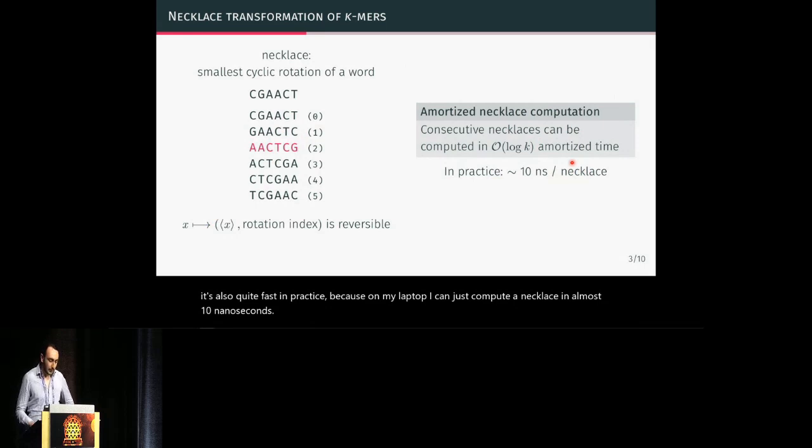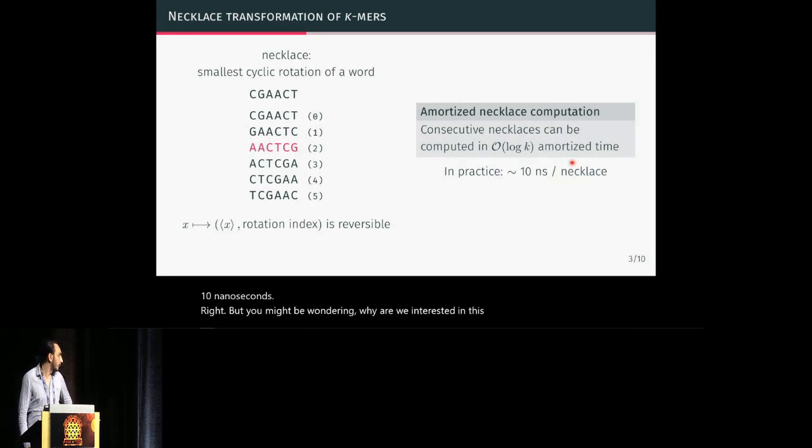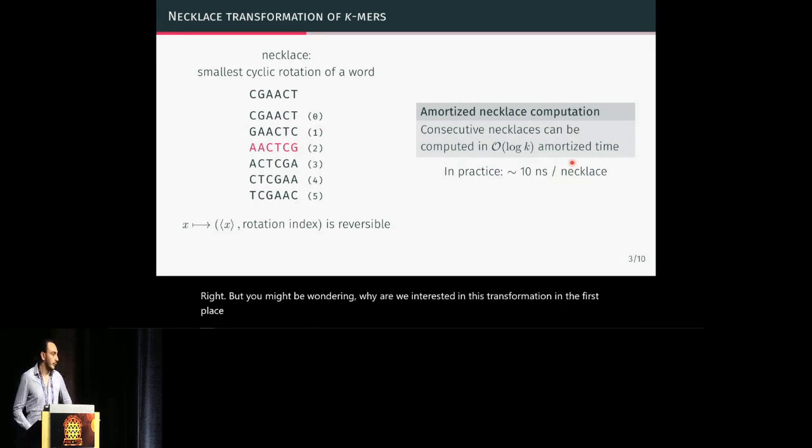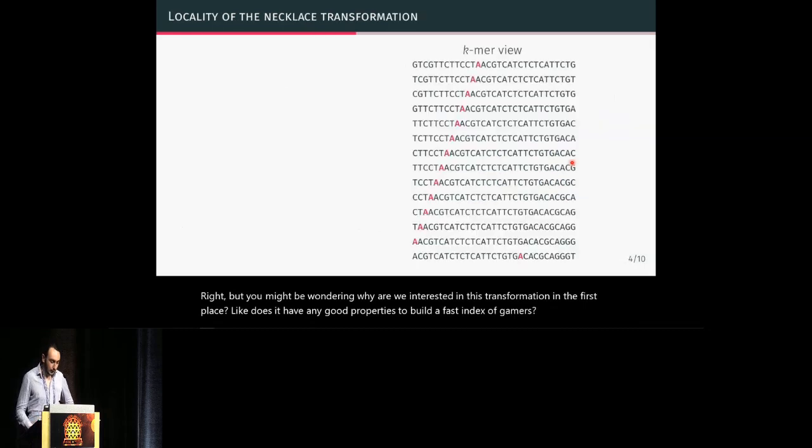Right. But you might be wondering, why are we interested in this transformation in the first place? Does it have any good properties to build a fast index of k-mers? Well, it turns out that if we look at, let's say, a dozen k-mers of size 31, I highlighted the starting positions of the necklace here in color. I hope you can see it.